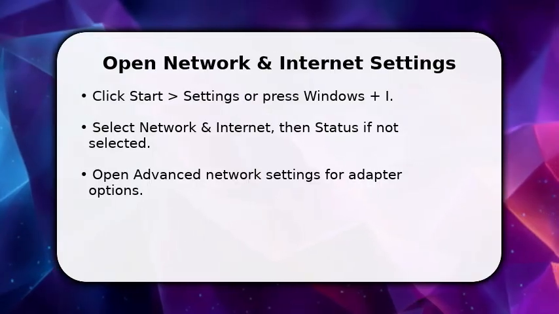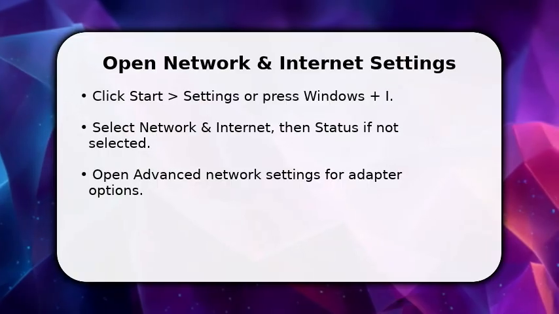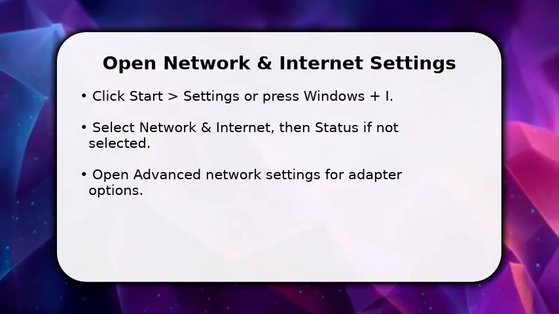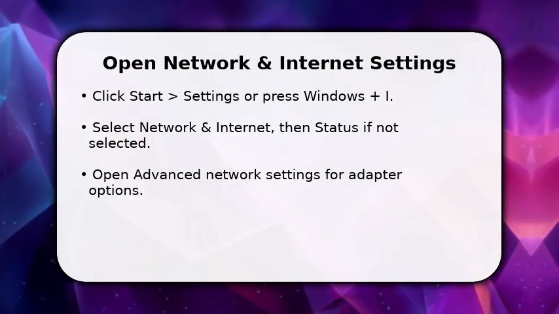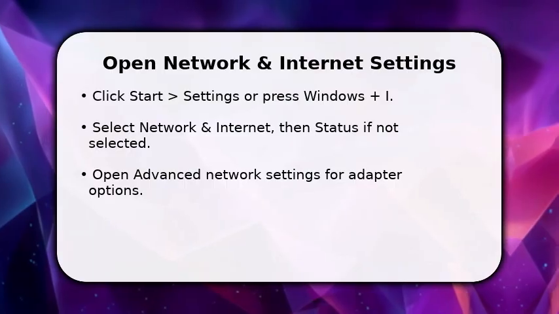You begin by opening Settings quickly. Press Windows plus I or click Start then Settings. Once there, choose Network and Internet and stay on the status page so you can see your current connection.